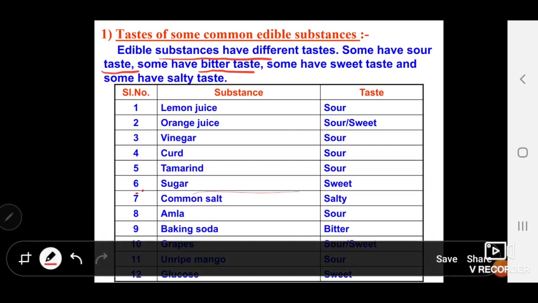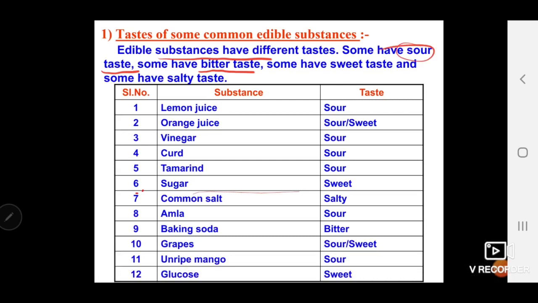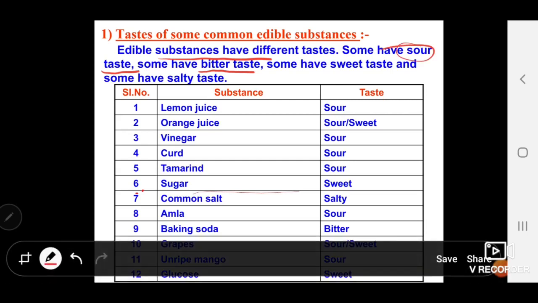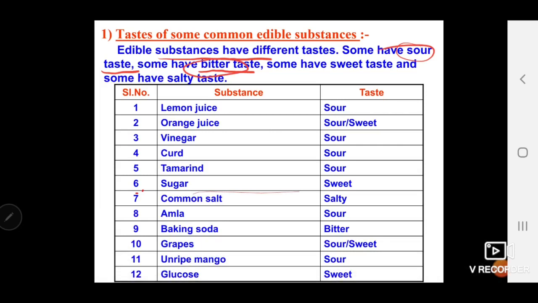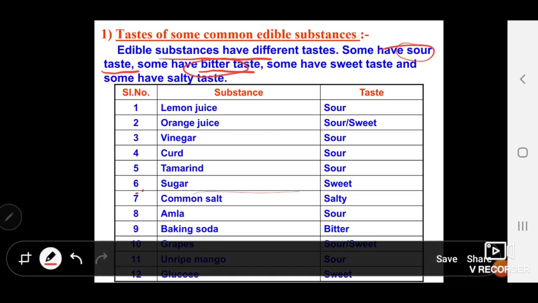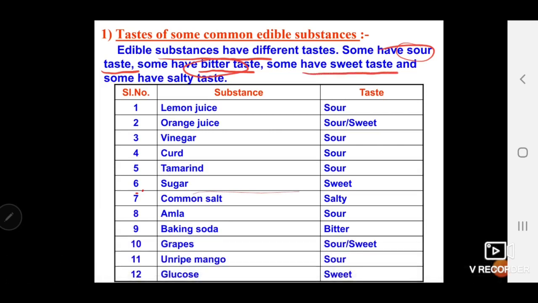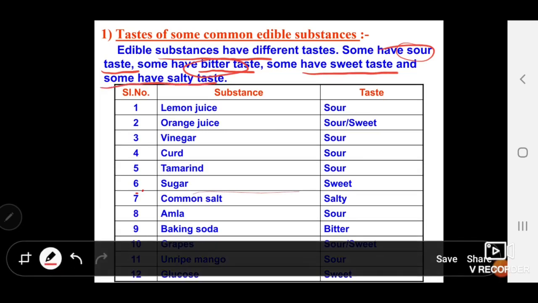In our day to day life, whatever substances we are using, some of them are sour in taste, in Kannada we say huli taste, and some of the substances are bitter in taste. Some have sweet taste and some have salty taste. I think you are well familiar with all these words. Let me see what the substances are which are sour, sweet, and also salty. We will differentiate by taking one substance after the other.